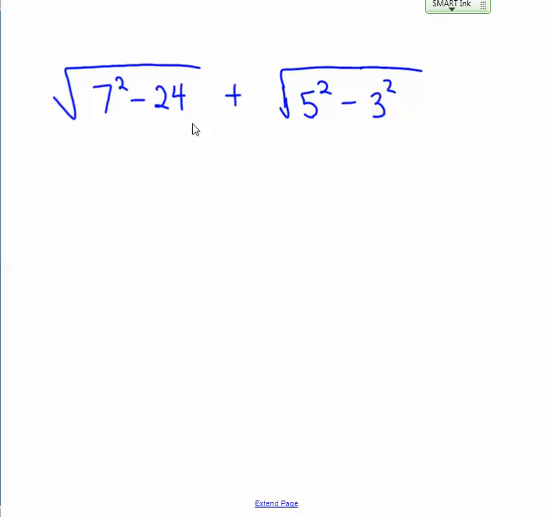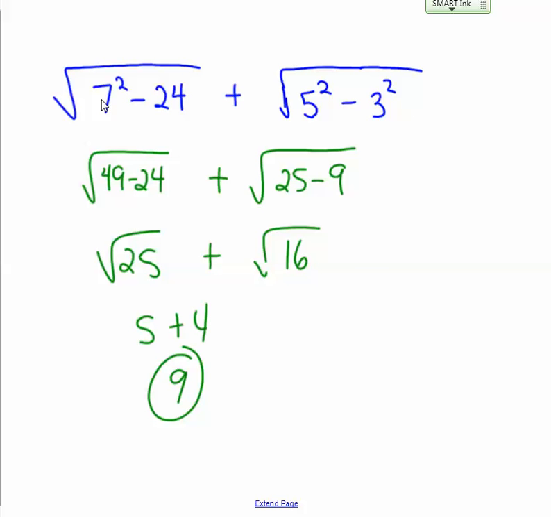And now we had a radical plus a radical. Again, this is a grouping symbol. So you switched roles again and told your secretary how to solve it. Most of you said that this is 49 minus 24. This is 25 minus 9. You just did all of your squaring first. Then we do the subtraction, and we get 25 under the radical. And we do the subtraction, and we get 16 under the radical. And now you take the square root of 25, which is 5. The square root of 16 is 4, and 5 plus 4 is 9.